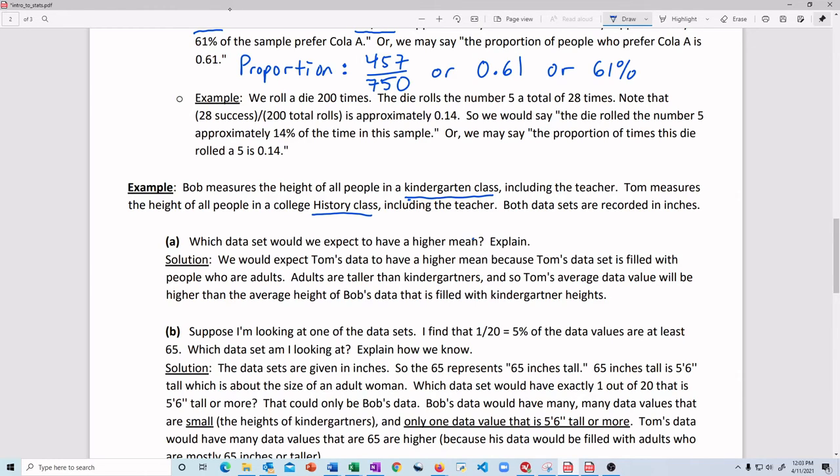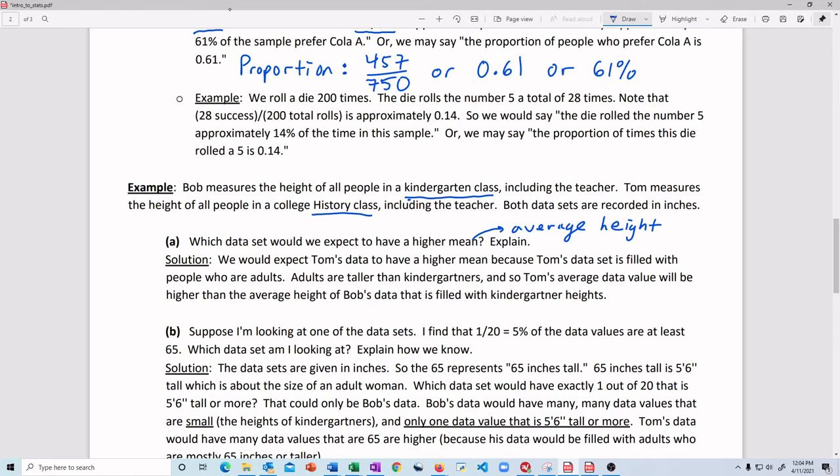So remember, mean here, you can just think in your head, average, and in this case, what are you measuring? Heights. So hopefully it wouldn't be too bad to see that the average heights would be higher in the history class. Why? Well, the history class in college is going to have mostly adults in it, most likely, and adults are usually taller than kids in a kindergarten class. So, taller people, that means their heights will be bigger. You're adding up bigger numbers, your average is going to be bigger.